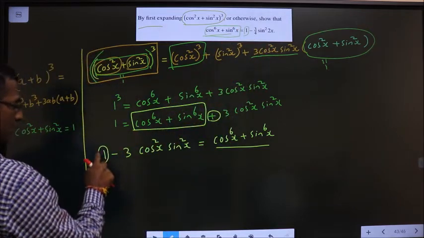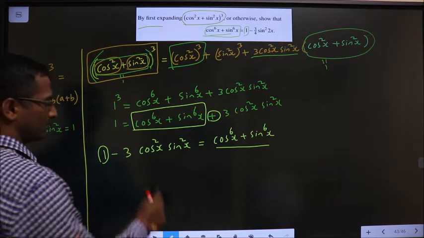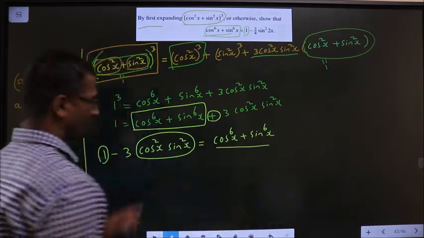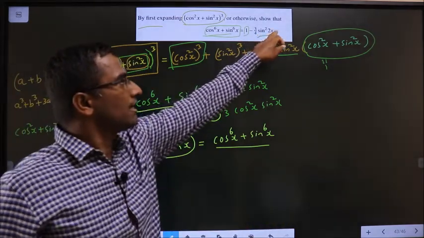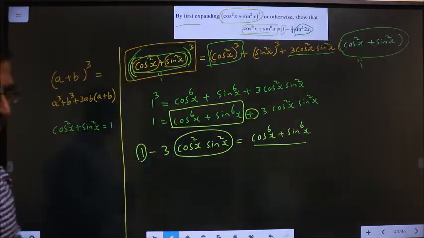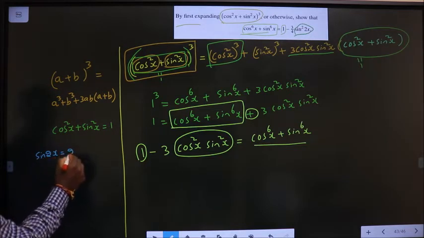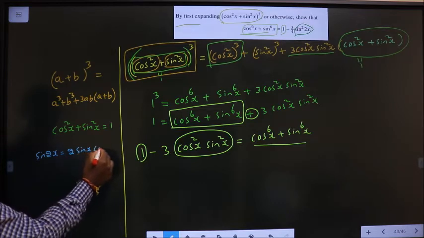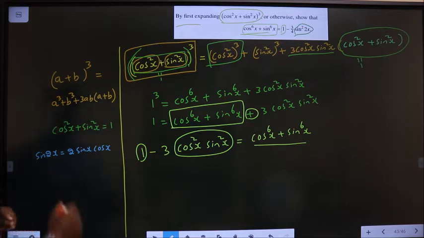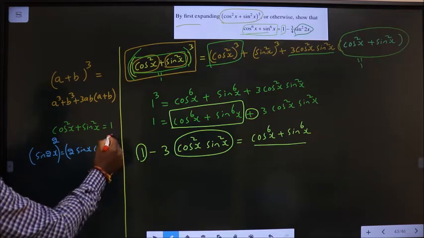So 1 we also got; minus (3/4) sin²2x we should get. But here present is cos²x into sin²x, and I should get sin²2x. How can I get that? See here. The formula of sin 2x is 2 sin x cos x. There sin² is present, so to get sin²2x, we also square both sides.